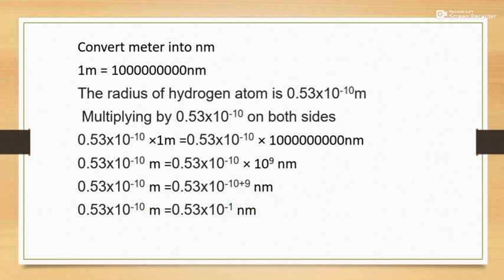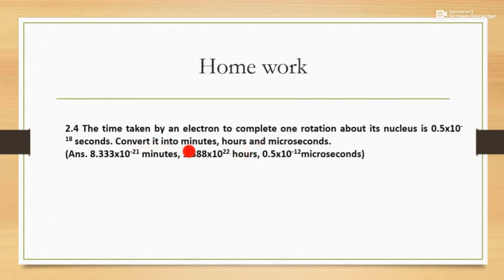Now the third question is homework, which you can try at home. Convert into minutes, hours, and microsecond. These conversions are given on page number 15. Please open your book. First, convert second into minutes. You multiply by 60 seconds, since 1 minute is equal to 60 seconds.